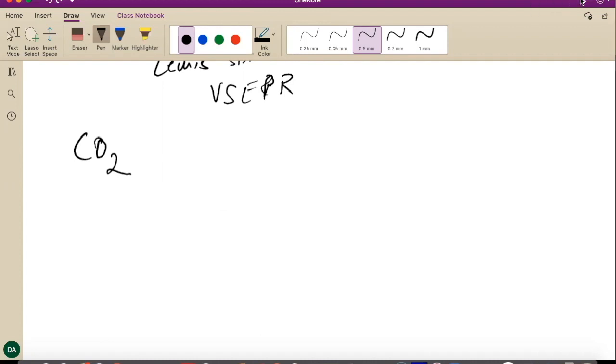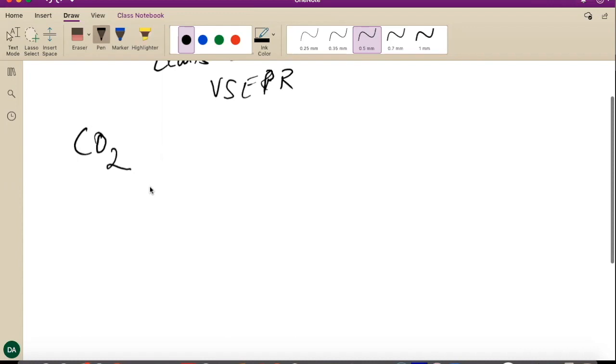All right, guys, so let's begin with the Lewis structure for carbon dioxide. Tell me, where do we begin for drawing a Lewis structure? Find the valence electrons. So carbon has how many valence electrons? 4. Oxygen is 6, times 2 giving you 12, right? What is the total? 16.